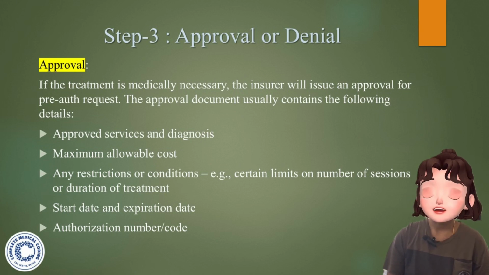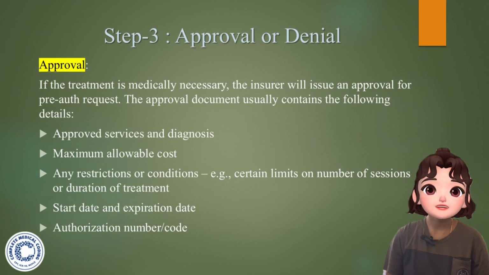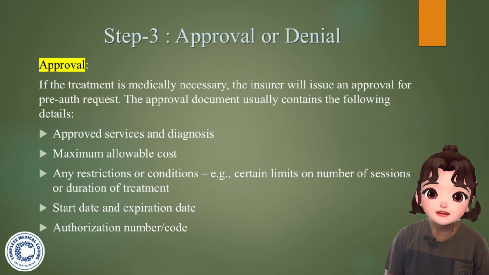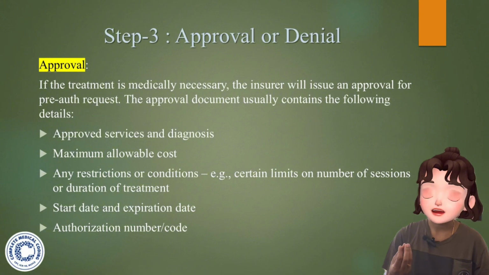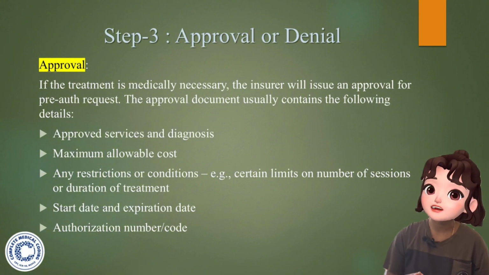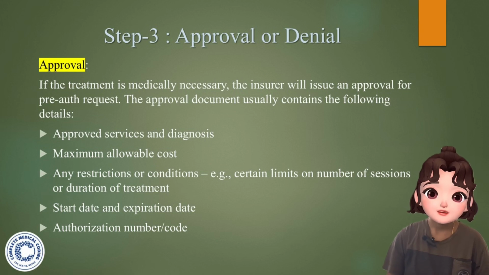Okay. Now, third one, any restrictions or conditions. For example, certain limits on number of sessions or duration of treatment. If we are submitting a request for 10 physiotherapy sessions, and they had approved only, say, 8, and 2 are denied, saying the maximum limit is being utilized by the patient, it means the maximum coverage for physiotherapy sessions is 8. The 2 are denied.